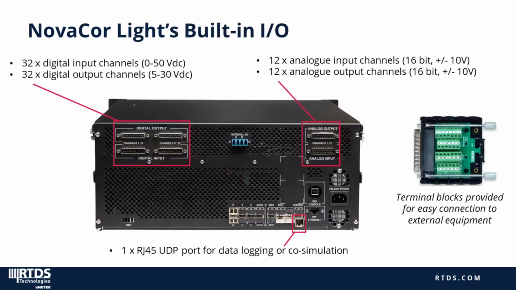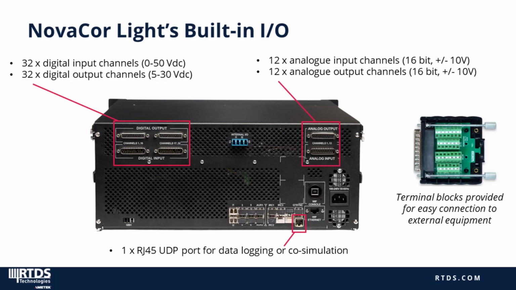Here we have a look at the connectors for our built-in I/O that's in the box. So on the left, we have our 32 digital inputs and 32 digital outputs. And on the right, we have 12 analog input channels and 12 analog output channels. We also provide these terminal blocks that are shown on the right for easy connection to external equipment. So those are very similar to what you would see on our existing modular GTIO cards.